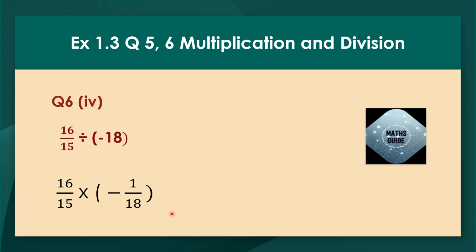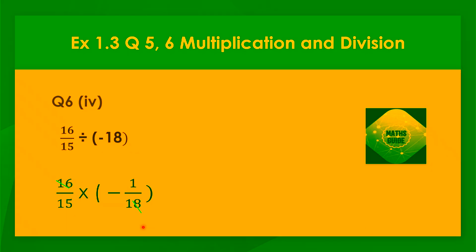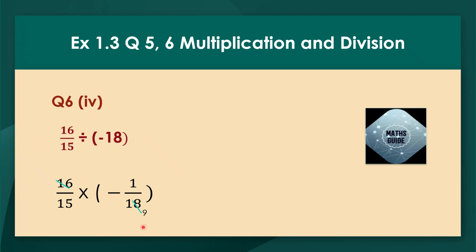Now we will follow the rules of multiplication. We will multiply the numerators and the denominators separately. But first of all, we will see if there is any kind of cancellation over here. Yes, 16 and 18 are both divisible by 2, and we get 2 into 9 is 18 and 2 into 8 is 16. Now this fraction is more simplified. Now we will multiply the numerators, and we get 8 into minus 1 is minus 8 and 15 into 9 is 135.